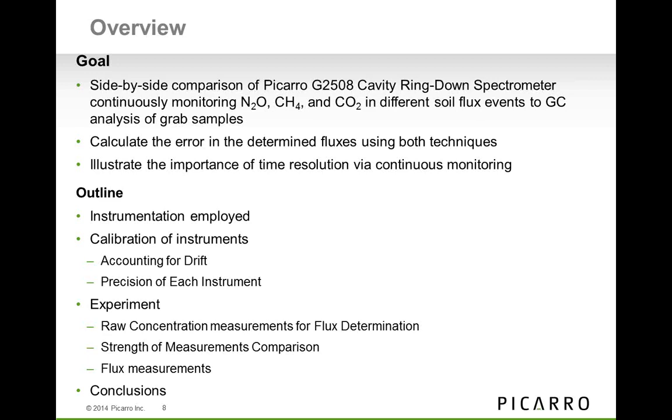And what this will boil down to, as we'll see, is the importance of the time resolution that the G2508 gives us. So just an outline: we'll talk about the instrumentation that I used, and then the cross-calibration of the instruments, accounting for drift in both instruments, and then the precision of a single measurement. And then we'll go through the experiment, what I did and what the data actually looks like when you come out, and then eventually a comparison of the flux measurements. And then we'll go over everything that I talked about again in the conclusion.